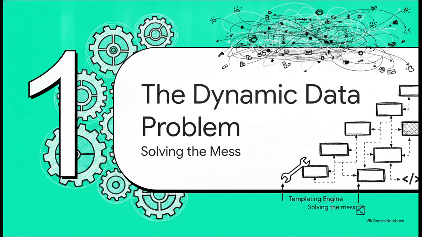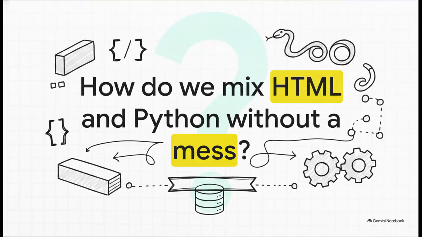Okay, part 1, the dynamic data problem. So here is the really big question we need to solve. How do we actually mix HTML and Python without making a complete mess? Think about it. When your web application needs to display dynamic data, like a personalized welcome message using a user's actual name, or a list of products pulled directly from your database, you have to have a reliable way to combine that underlying data with your HTML structure. And you need to do all of this without causing a massive maintenance nightmare down the road.